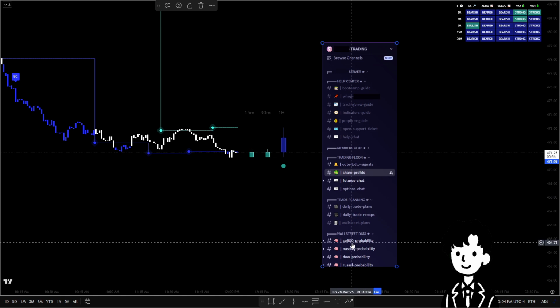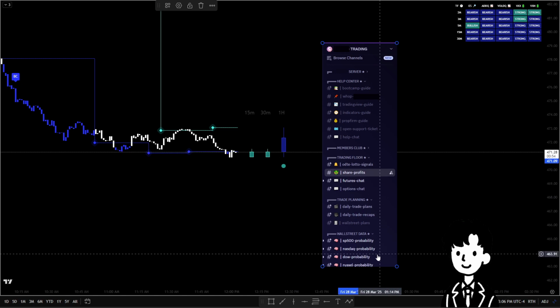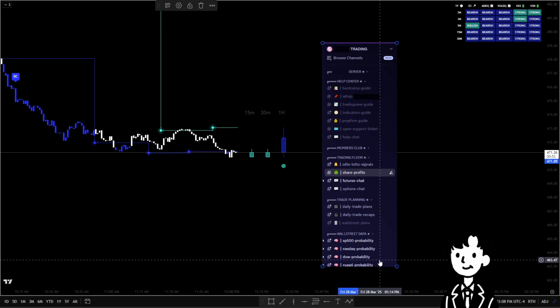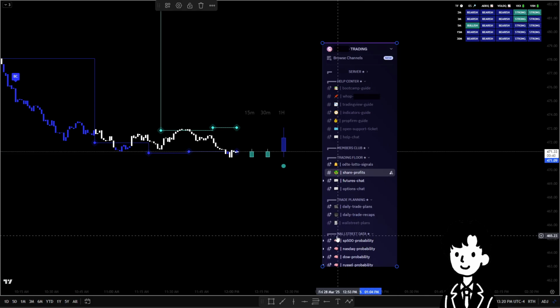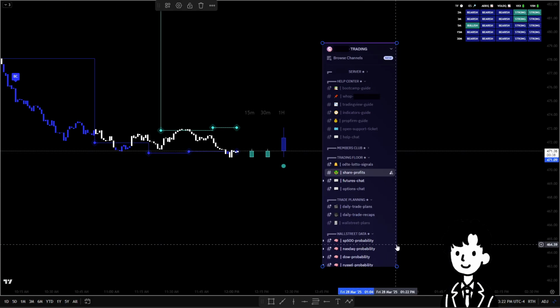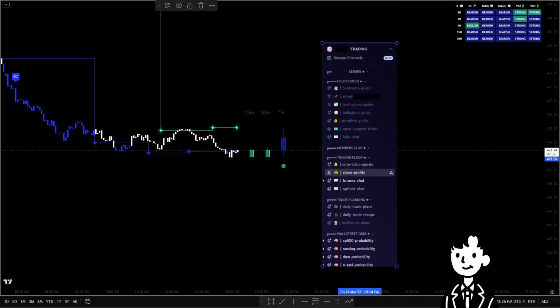So the S&P 500 probability, Nasdaq probability, Dow probability, Russell. It's showing data where it's capturing all the calls and puts orders for the options market, and it is estimating the probability of the direction the market will go. So this is some really good stuff.